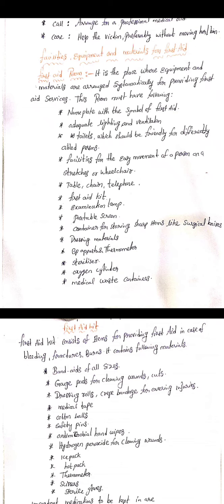Next, toilets which should be friendly for differently abled persons. We have to see that the room has different toilets, like western toilets. If a person has any physical disabilities, they have to be able to go comfortably, so we have to see that different toilets are available there.